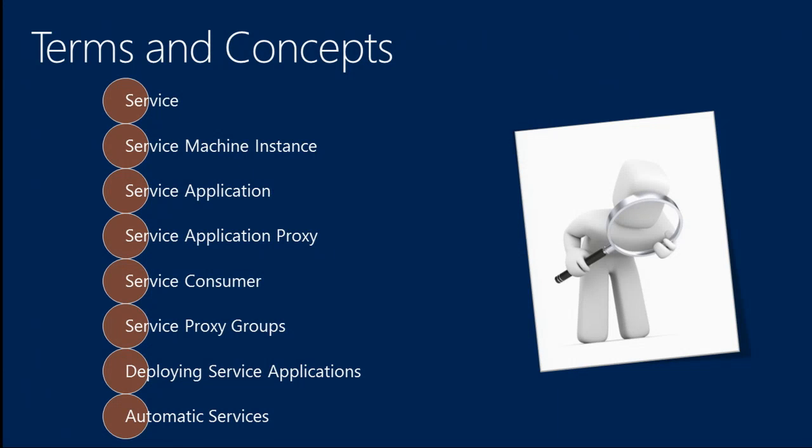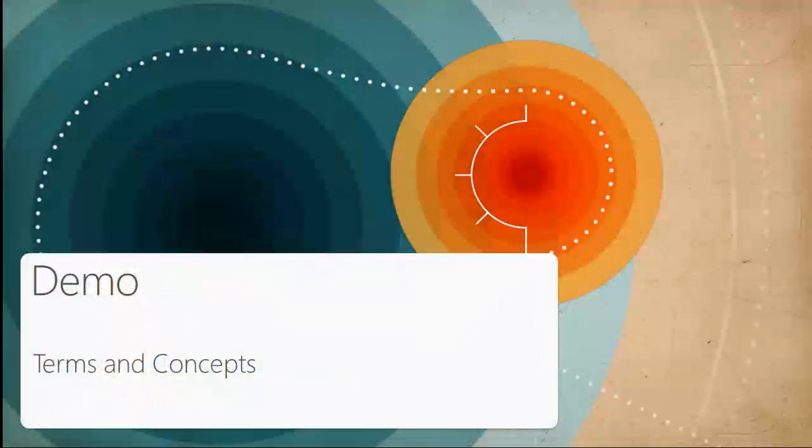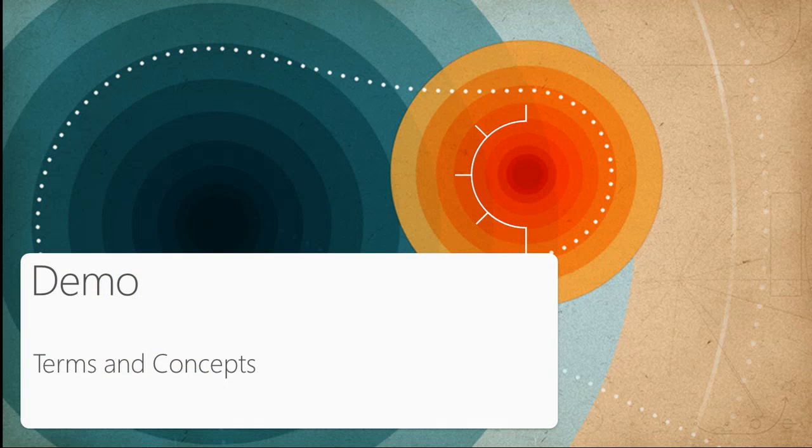And then automatic services. There are two of them that, as soon as we build our farm or farms, are created for us automatically, and they're absolutely vital to how federated services works. So what we're going to do is take a look at these concepts here.